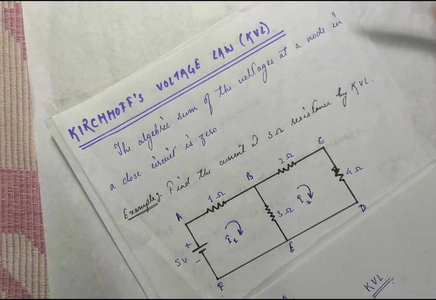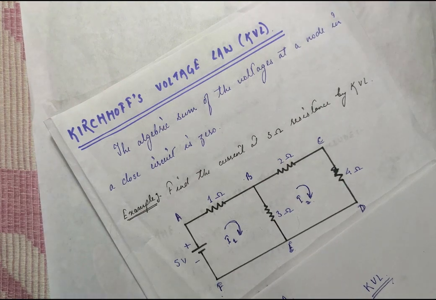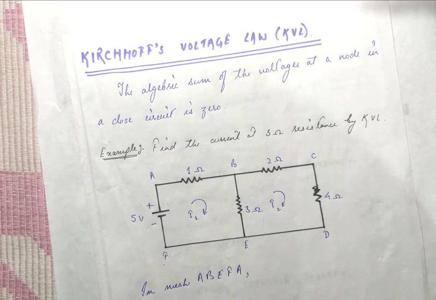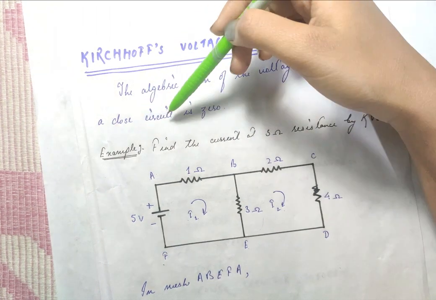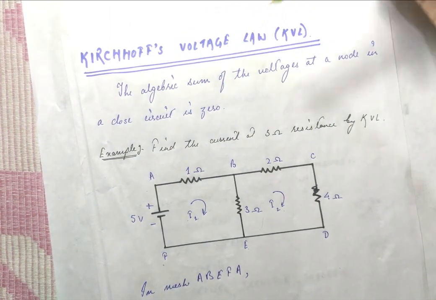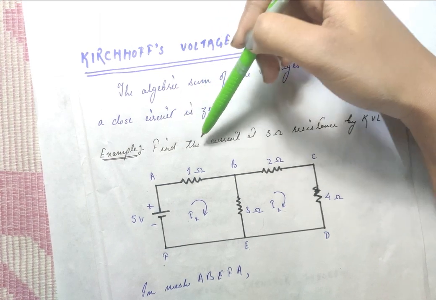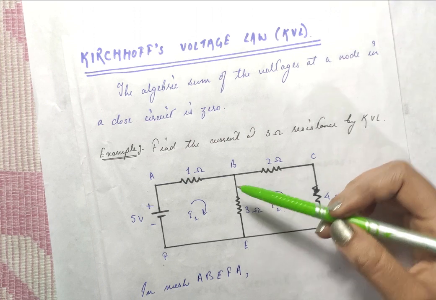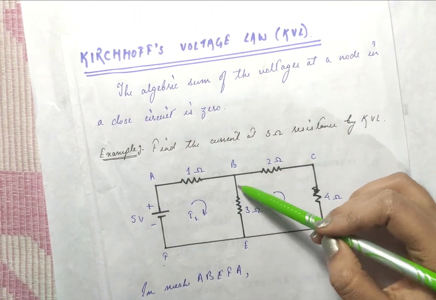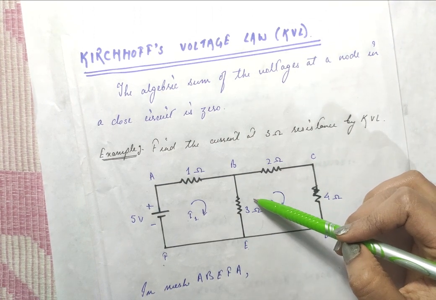So the next is KVL, which states that the algebraic sum of the voltages in a closed circuit is 0. So the example is, find the current at 3 ohm resistance by KVL. So we have to find the current through this 3 ohm resistance using KVL.